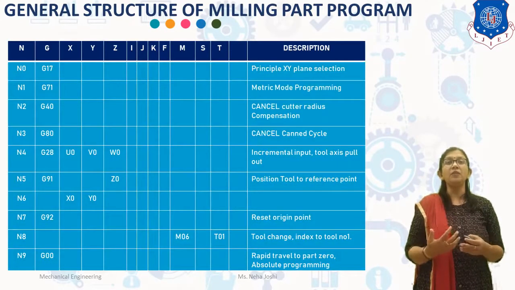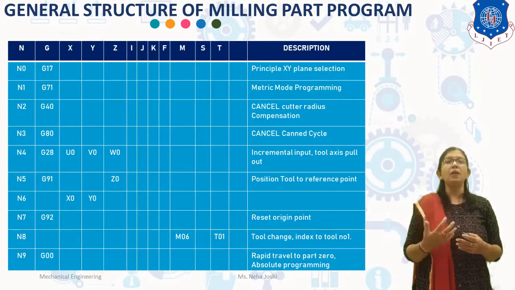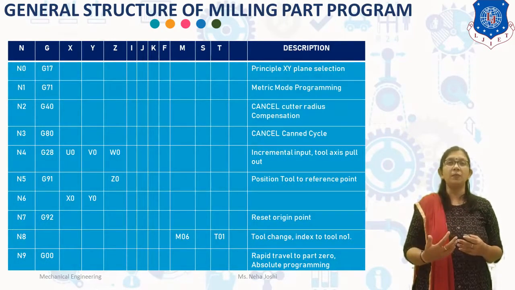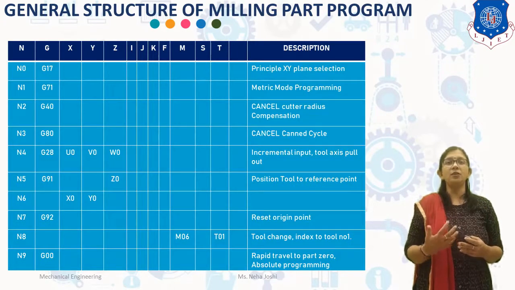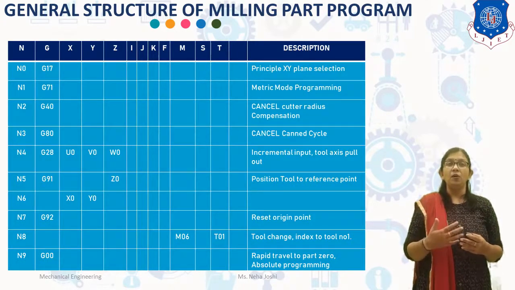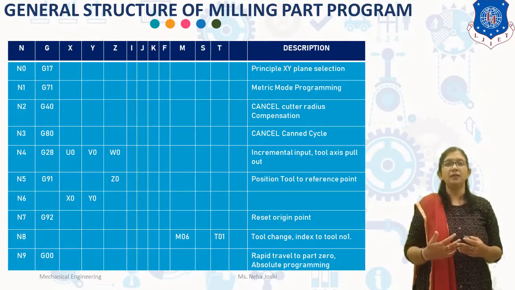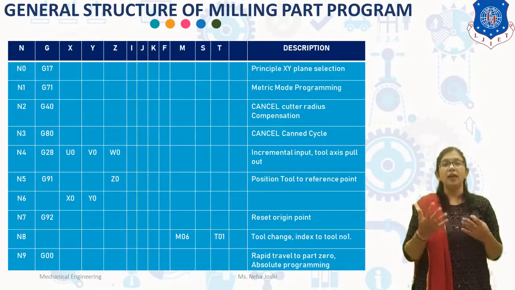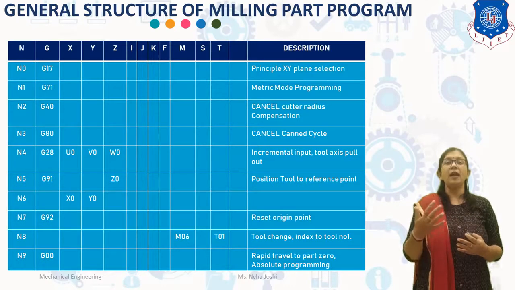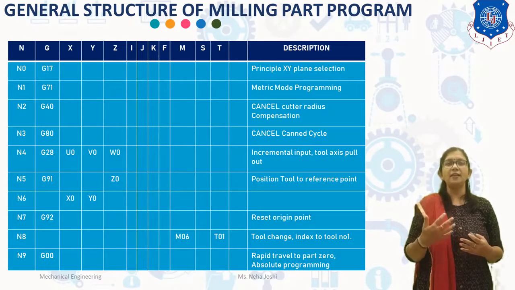As we know, a milling machine has a minimum of 3 axes. Milling machines are equipped with a traversing work table which travels along 2 axes and a spindle whose tool travels along a third axis. As you can see in the table, the general structure of milling part program: the first column is the sequence number, designated by N. The second column is for preparatory functions, designated by G. X, Y, Z and I, J, K are coordinate functions. F is used for the feed function. M is used for miscellaneous functions, S is used for the spindle speed function, and T indicates the tool function.